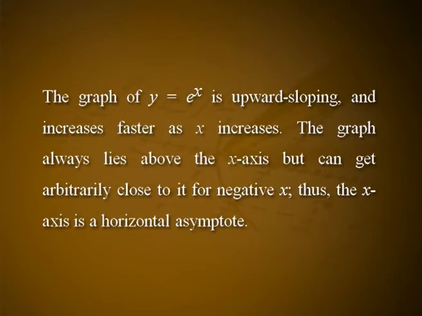The graph of y is equal to e raised to x is upward sloping and increases faster as x increases. The graph always lies above the x axis but can get arbitrarily close to it for negative x. Thus, the x axis is a horizontal asymptote. The slope of the tangent to the graph at each point is equal to its y coordinate at that point.